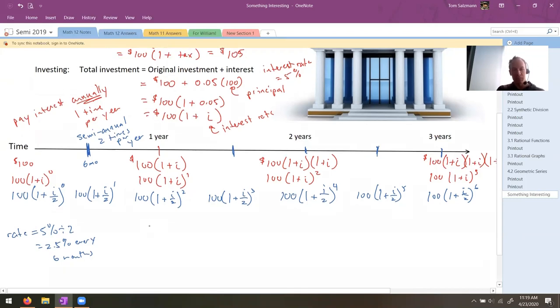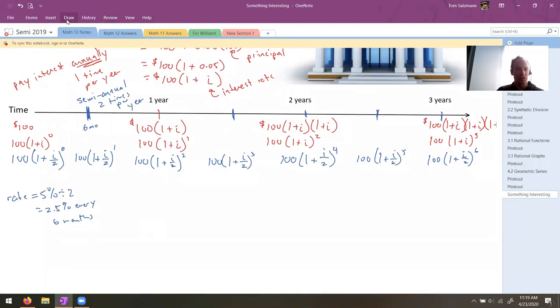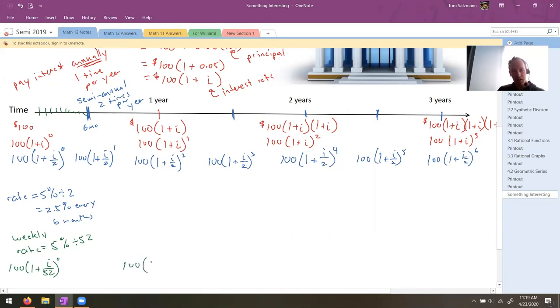And you can compare what would happen if you changed it to something else, like maybe weekly, which means every week they're going to take your interest rate. It's 5% annual, but they're going to now divide it by 52 because you're going to get it 52 times per year. And every week it's going to be $100 plus I over 52, and then you're going to have zero. After a year, I'm not going to write all the calculations, but this would be 100 and you'll have gotten 1/52nd of your interest 52 times. So you're going to have that multiplying factor.